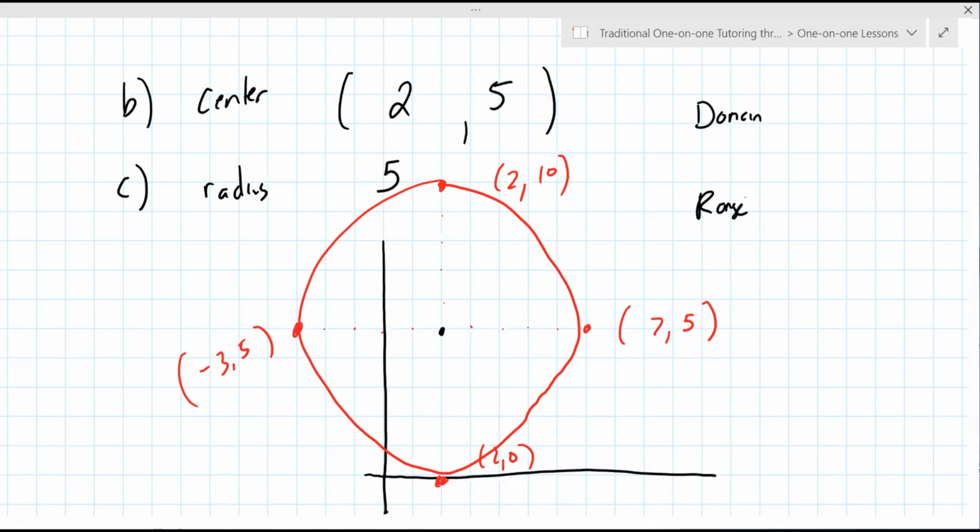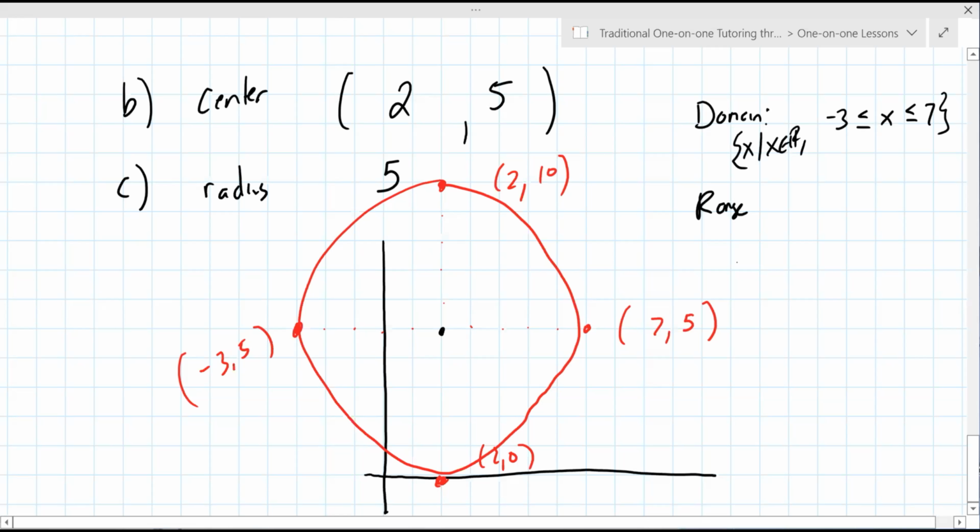Domain would be -3 less than or equal to x, as long as you can write it, that's important. What's the maximum x value? The maximum x would be 7. Good, and you then need all that other stuff: x such that x is an element of the real numbers, curly braces.